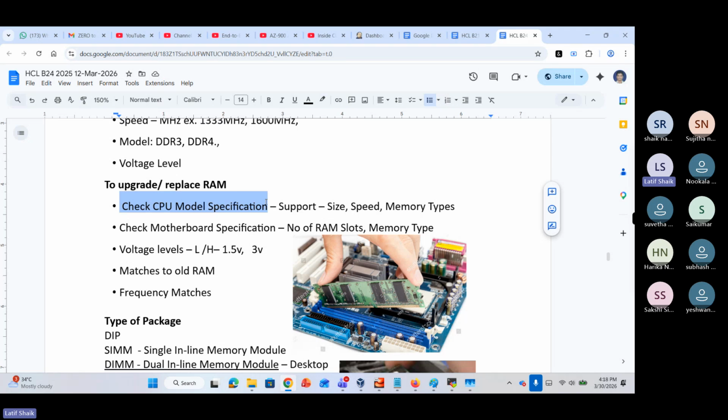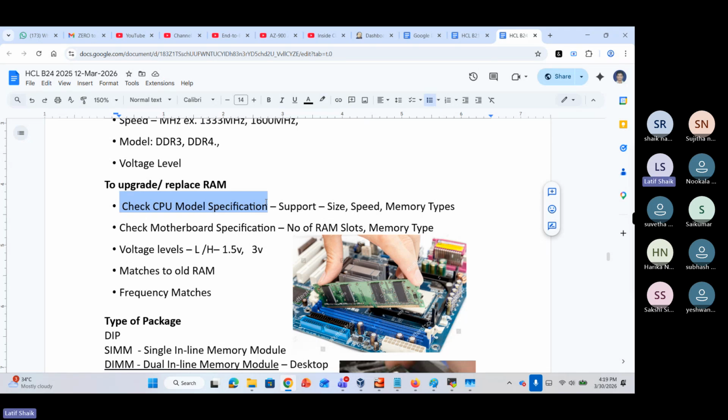In my old laptop, it only supports 32, so I can put 16 plus 16 maximum, or a single 32. In my current laptop, it's 64 supported, so 32 plus 32 becomes 64 maximum. But in DDR4 only, I can't put DDR5. So check the compatibility: CPU related compatibility, size, speed, memory type. Motherboard compatibility: check the memory type and number of slots also.